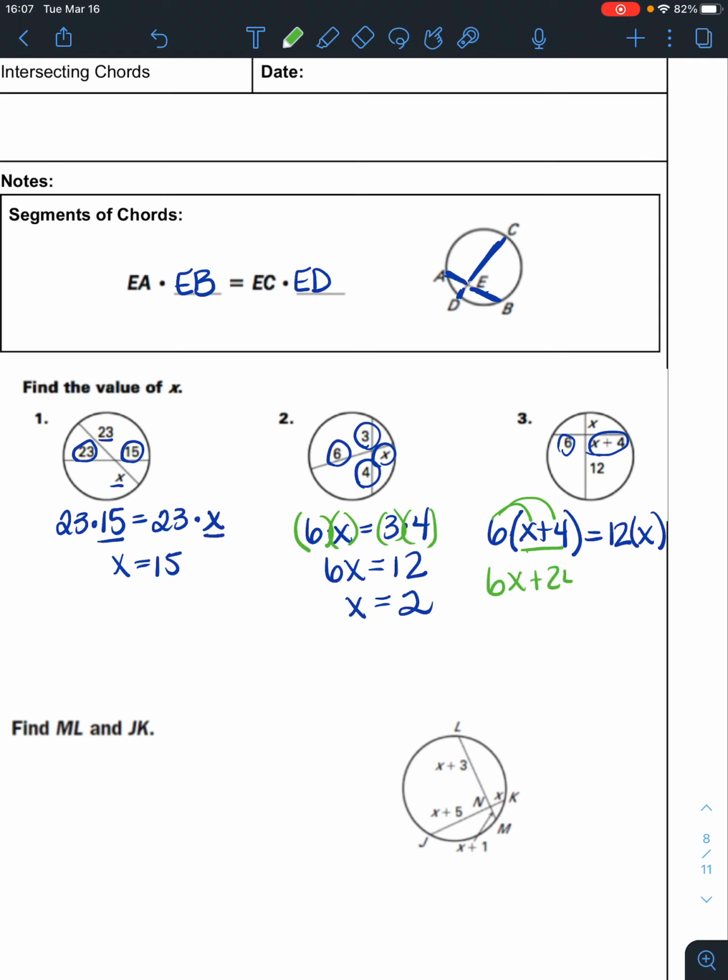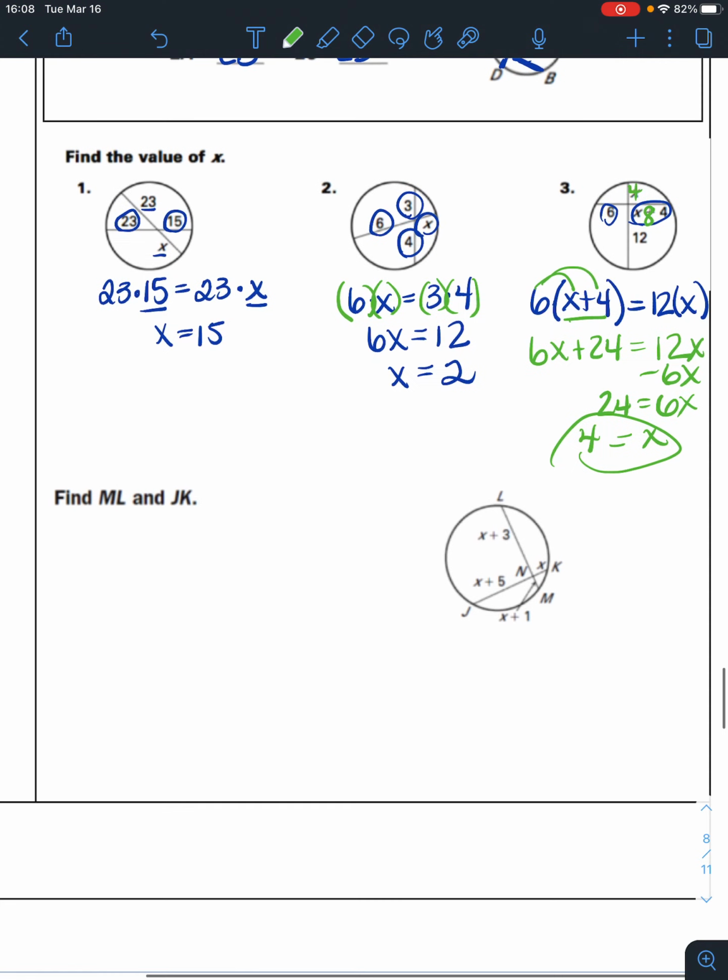So we distribute our 6. So I have 6 times X plus 24 is equal to 12X. And then combine your like terms and solve. Subtract 6X from both sides, and you get that X is equal to 4. So that means the other length, this is 4. And the other length of that is 8. Well, 4 times 12 and 6 times 8 are both 48. They equal each other. The products equal each other.